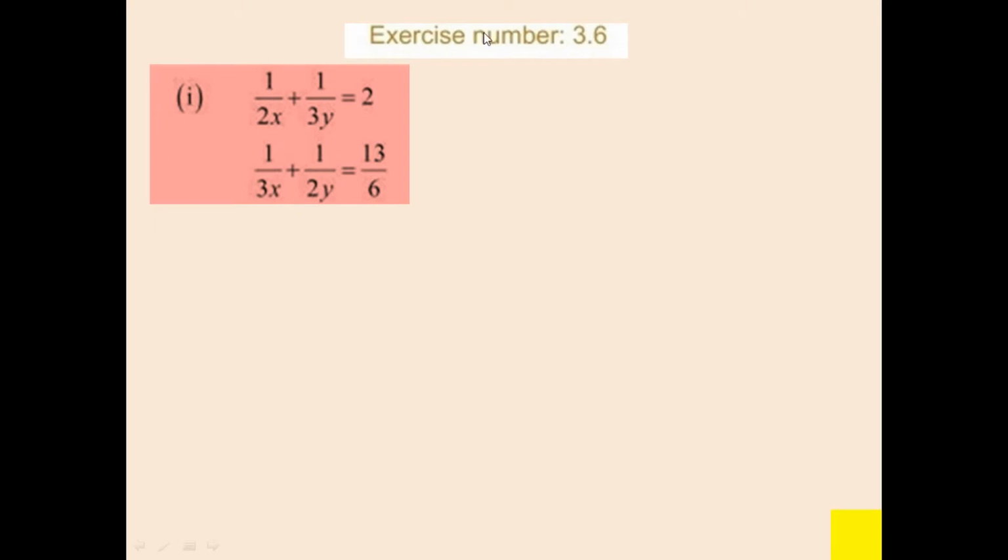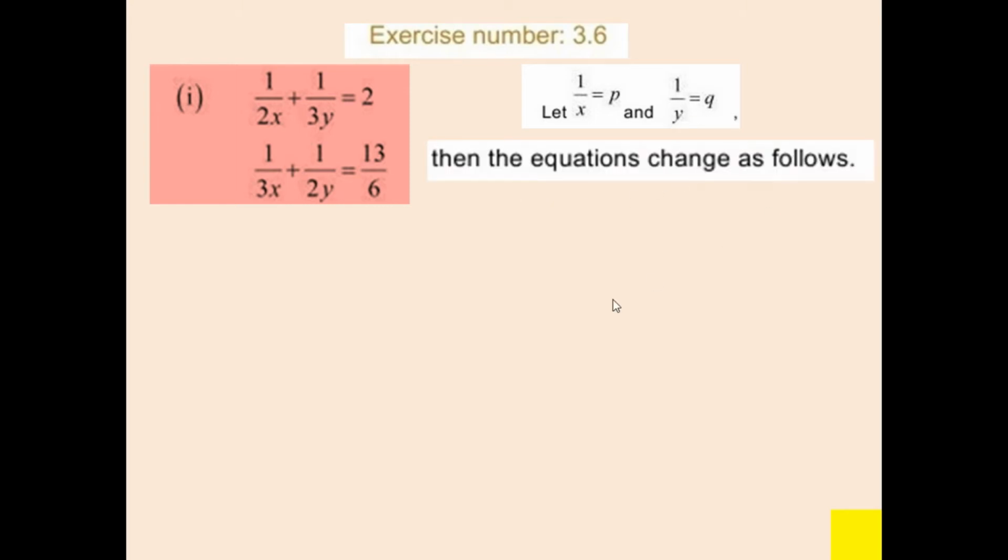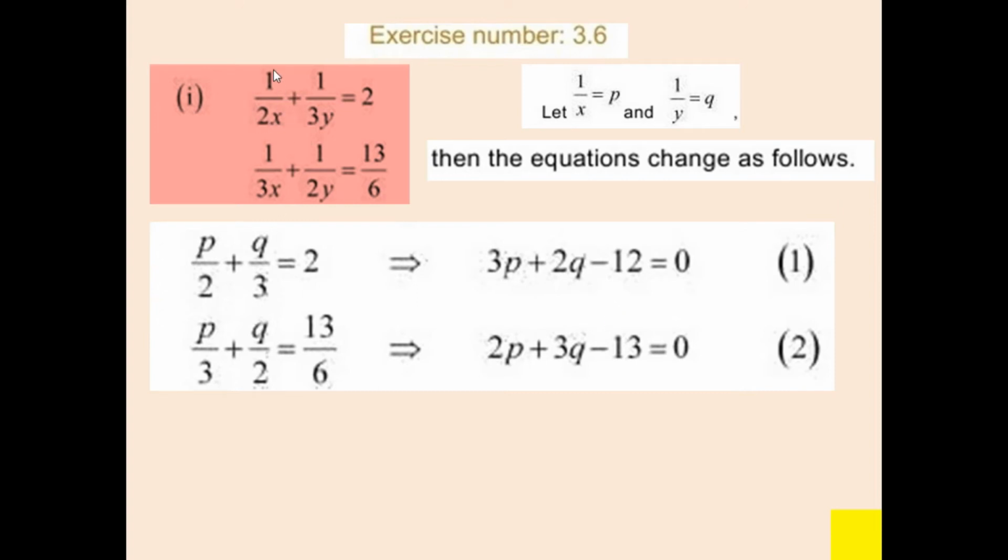Let's look at this example, and this is from your NCERT. Now, over here, it is important to note that 1 upon 2 is not a botheration for us. Why? It's only a coefficient. Only 1 upon x is a botheration for us. So, step 1, we make an assumption. 1 upon x is p and 1 upon y is q. Then, the equations will change as follows. This becomes p upon 2, not 2p, because 2 is still in the denominator, and this becomes q upon 3. Similarly, p upon 3 and q upon 2. The right hand side stays the same.